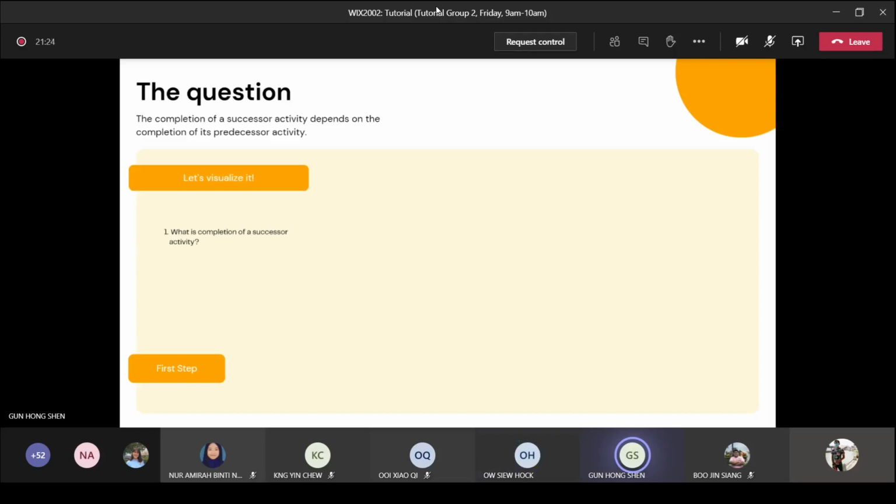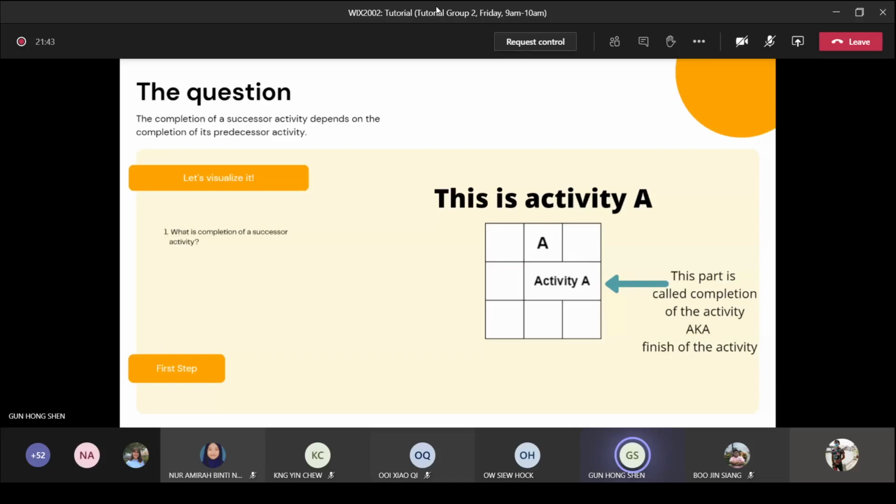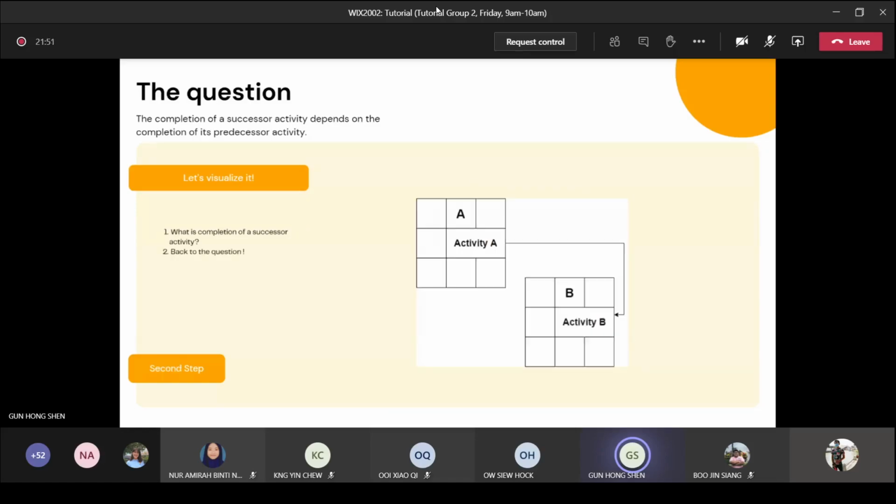So let's visualize the question. First we should ask ourselves, what is completion of a successor activity? This is activity A, and the arrow pointed at the start is called the start of the activity, and this other arrow pointed at the end is called completion of the activity, or finish of the activity. Back to the question: the completion of a successor activity depends on the completion of the predecessor activity. So let's visualize it as a diagram, after what we've learned in the previous slide. This is connected to the finish part, and this is connected to the finish part too.